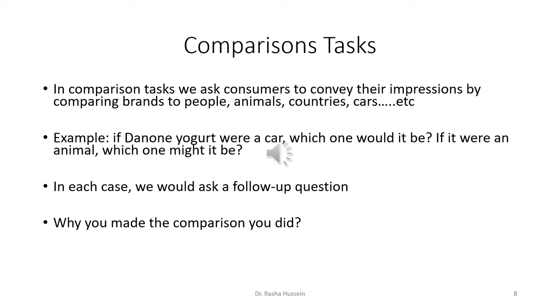Comparison tasks is the second technique under projective techniques. In comparison tasks, we ask consumers to convey their impressions by comparing brands to people, animals, countries, activities, vegetables, nationalities, cars, etc. For example, if I ask you, if Danone yogurt were a car, which one would it be? Someone would tell me a BMW. Some other one would say it's a Volvo. Another one would say it's a Fiat, and so on.